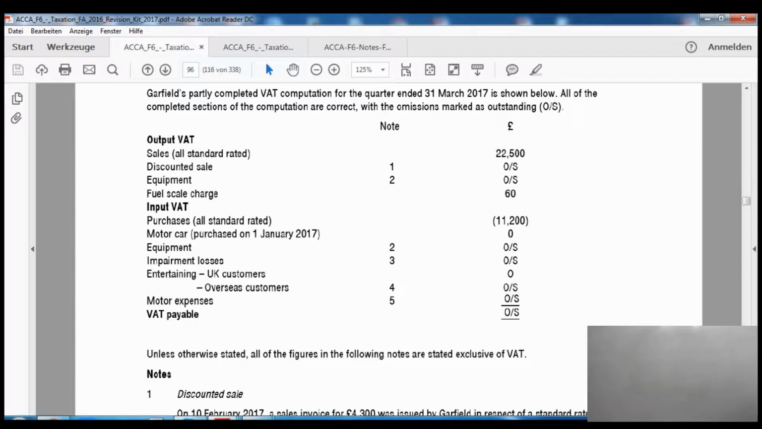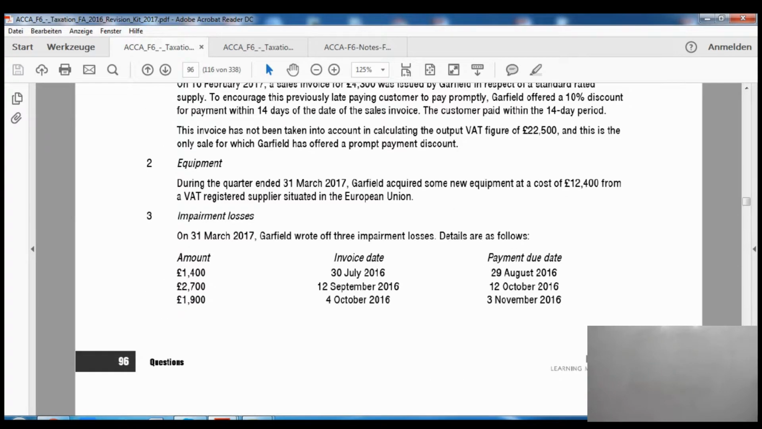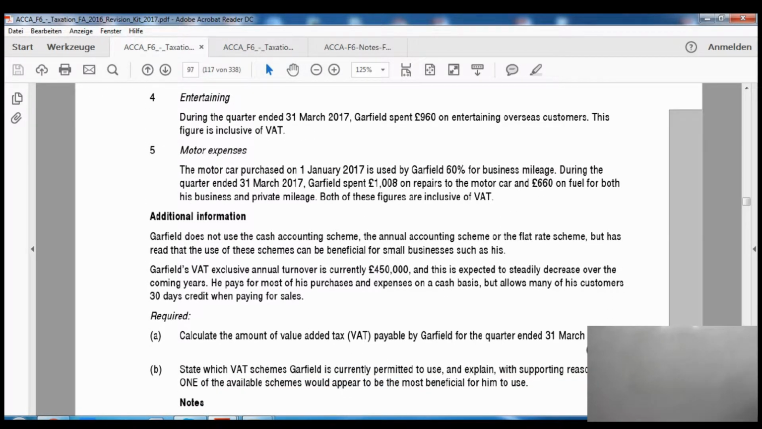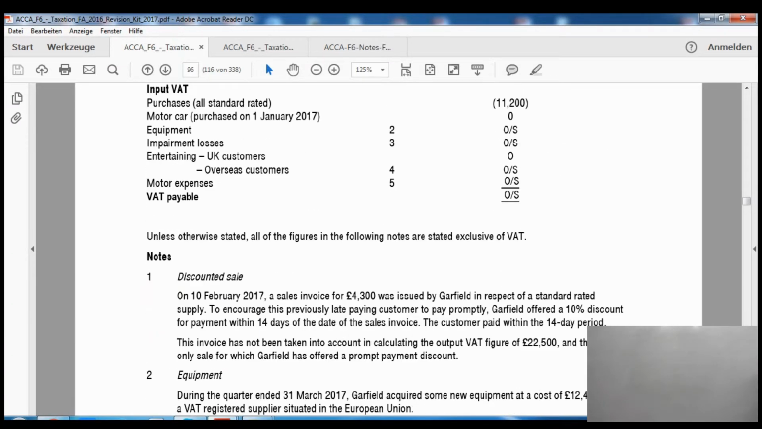Then it says entertainment to UK customers. Remember that for UK customers, we cannot recover value tax on that one. However, we can recover on the overseas customers. So note 4, overseas customers. During the quarter, Garfield spent £960 on entertaining overseas customers. This figure is inclusive of VAT, so we'll have to calculate VAT on that. 960 multiplied by 20 over 120, because it is inclusive of VAT, so it is £160. So this figure, £160 will go under the overseas customer section.